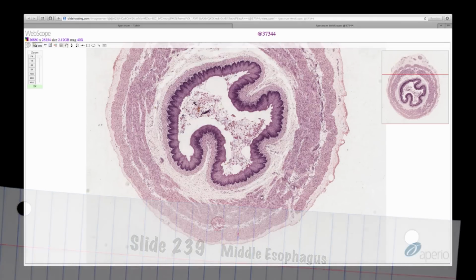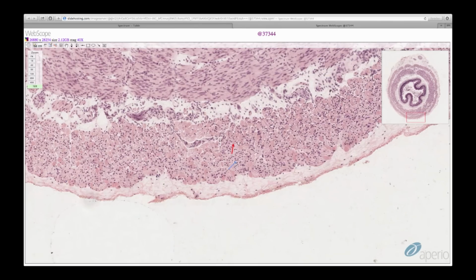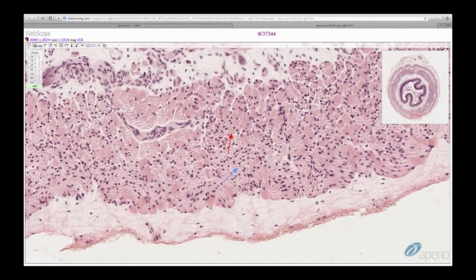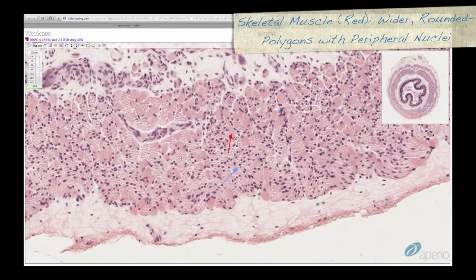The esophagus contains 3 layers of muscle, including the longitudinally oriented muscularis mucosa, the inner circular layer, and the outer longitudinal layer. The outer longitudinal muscle layer of the middle esophagus contains a mixture of both smooth and skeletal muscle. The skeletal muscle fibers are considerably larger in width, appearing as rounded polygons with peripherally located nuclei. A skeletal muscle fiber is indicated by the red arrow.